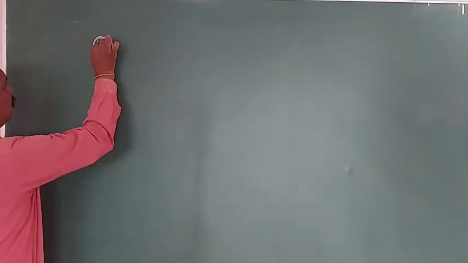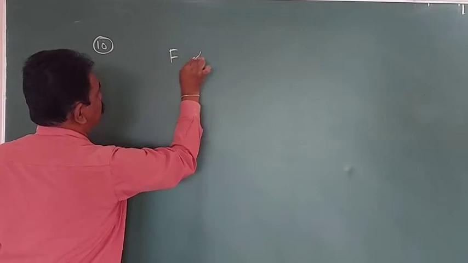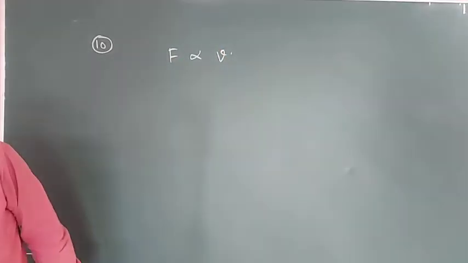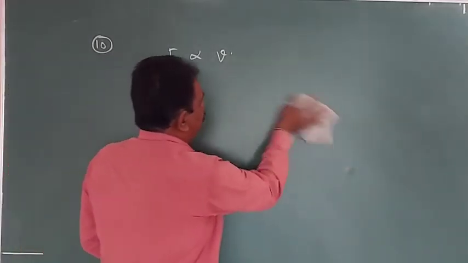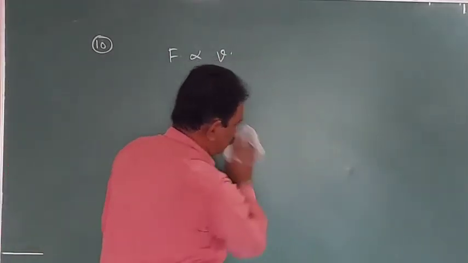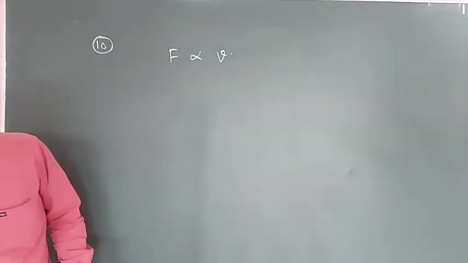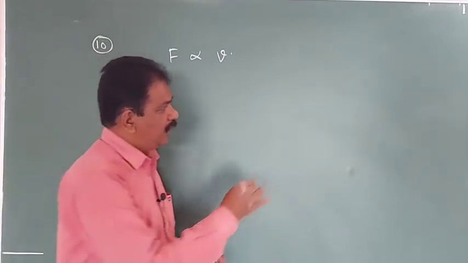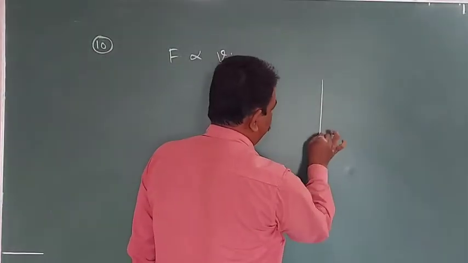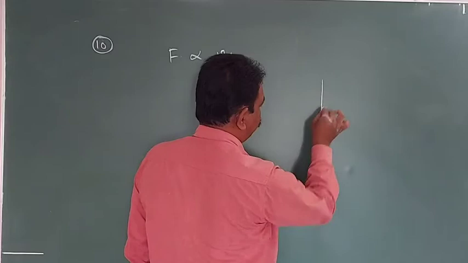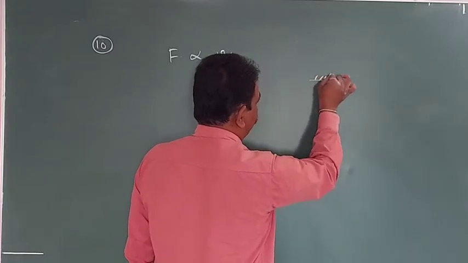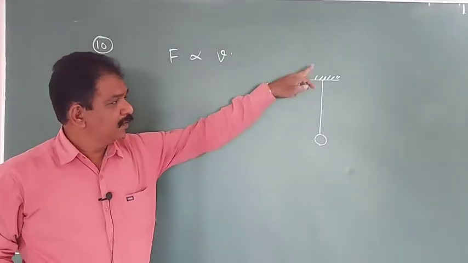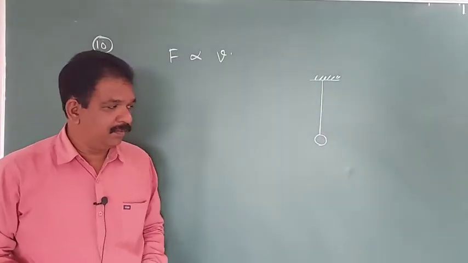Tenth one. Damping force is directly proportional to the velocity. What is meant by damping? Damping means we are taking one simple pendulum, one small ball connected to a string.